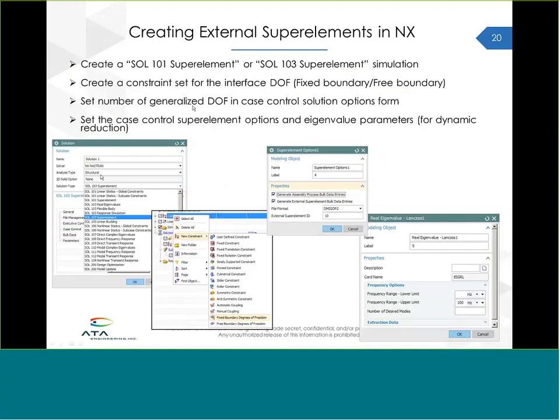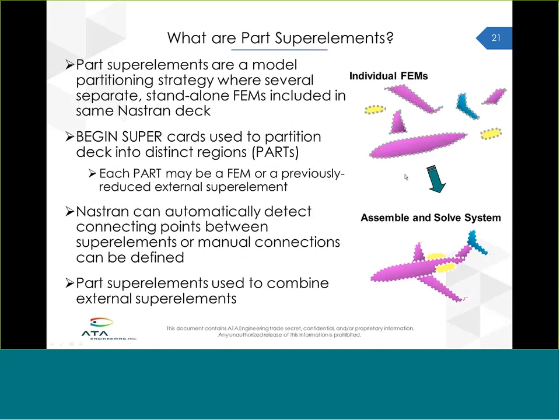Similarly, in NX Nastran, you could set up a solution, and there's a SOL 103 superelement and a SOL 101 superelement. Again, same idea. You need to first create your boundary degrees of freedom, either fixed or free, set up some superelement options, and tell it, in case of a modal solution, how many modes to solve for. So it's supported across all the preprocessors. So that's kind of the end of external superelements.